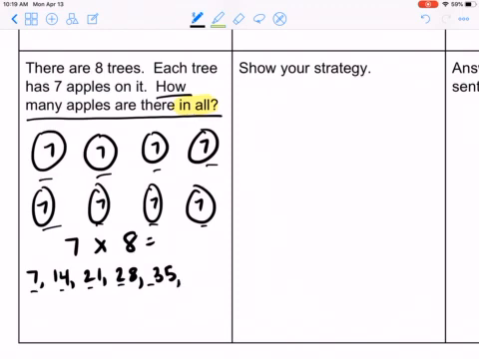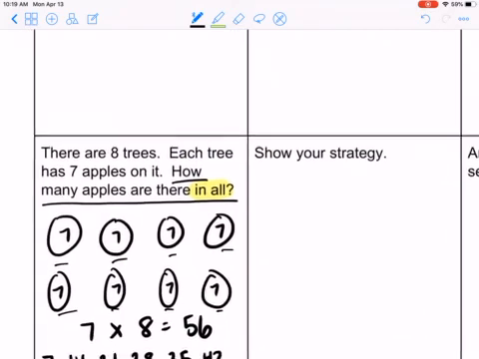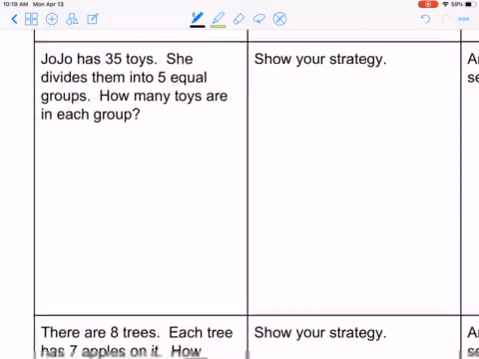35 plus 7 is 42. 42 plus 7 is 49. 49 plus 7 is 56. Let's count how many we said. 5, 6, 7, 8. So we're good. So the total amount of apples, how many there are in all, is 56, because 7 times 8 is 56. But the key here is understanding that we need to find the total amount. And that means we need to multiply.